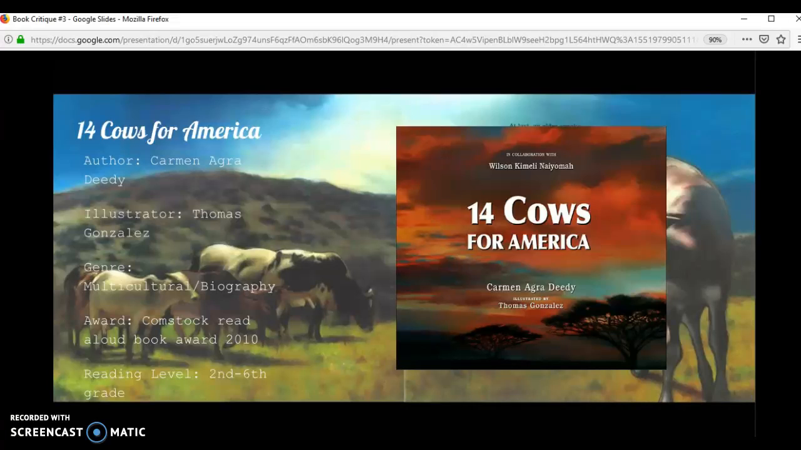The book that I have decided to feature is called 14 Cows for America, written by Carmen Agra Deedy. This is a story about an African named Kameli who visits his tribe, the Maasai people, to tell them about the tragedies of 9/11. In his culture, the cow is a symbol of life. To honor those who have lost their lives, the Maasai people have a ceremony and blessing and offer 14 cows in their village for America.